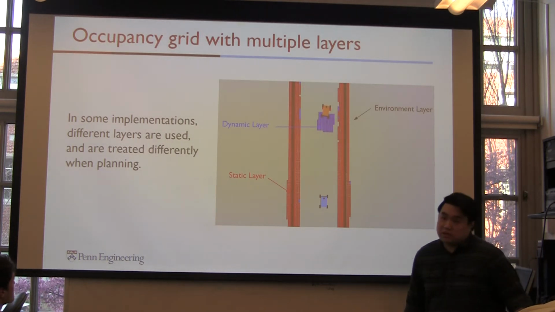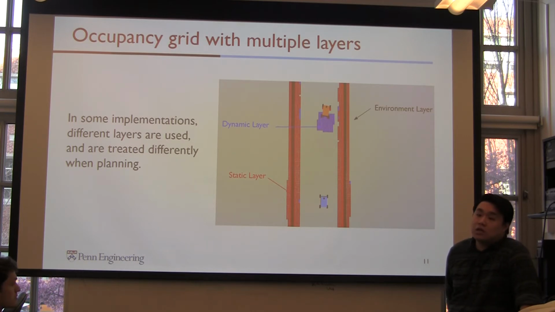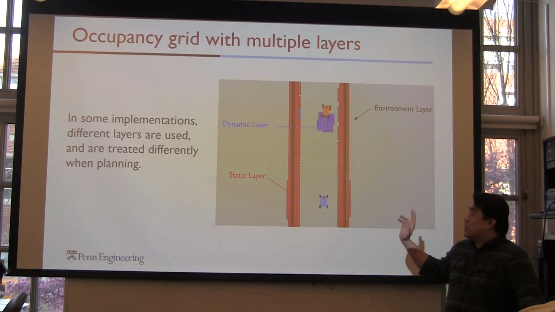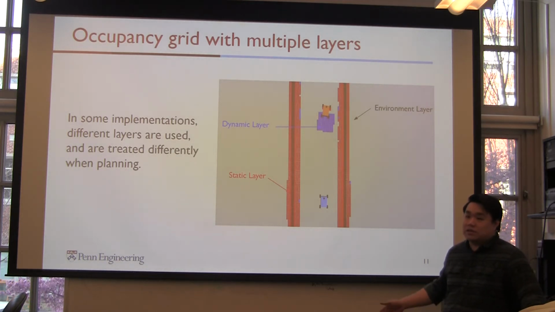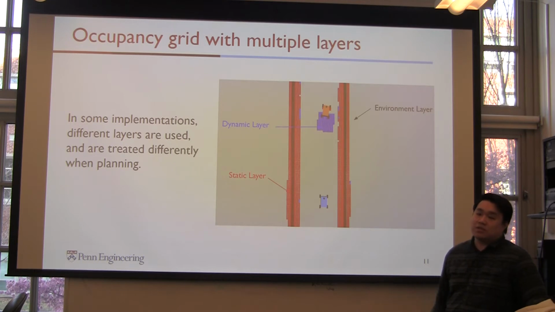Does Cartographer have this layering mechanism? I don't think so, because it does remove the dynamic obstacles. That is the way they update the odds you're seeing in occupancy. If you see something moving during your mapping phase, you probably don't want it in your map. I don't think it has a multi-layer. It might, I'm not sure.